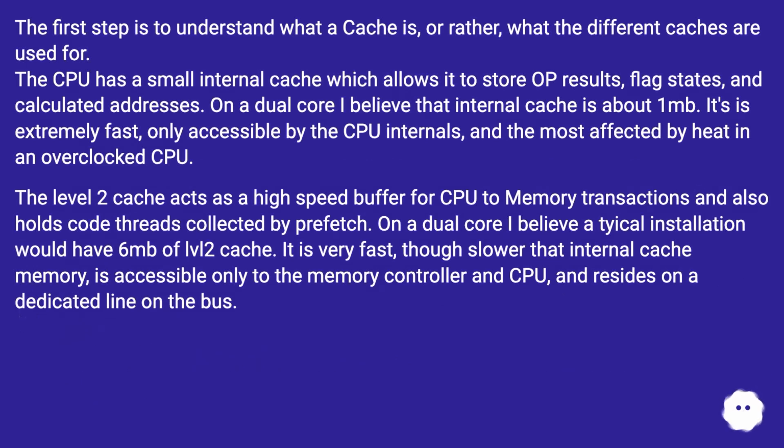The first step is to understand what a cache is, or rather, what the different caches are used for. The CPU has a small internal cache which allows it to store op results, flash states, and calculated addresses. On a dual core, I believe that internal cache is about 1 MB. It is extremely fast, only accessible by the CPU internals, and the most affected by heat in an overclocked CPU. The level 2 cache acts as a high-speed buffer for CPU to memory transactions and also holds code threads collected by prefetch. On a dual core, I believe a typical installation would have 6 MB of LVL2 cache. It is very fast, though slower. That cache memory is accessible only to the memory controller and CPU, and resides on a dedicated line on the bus.